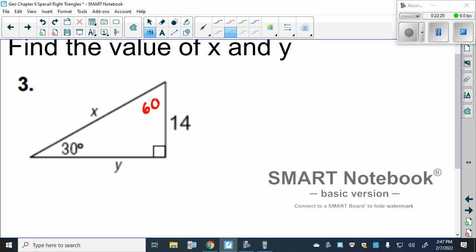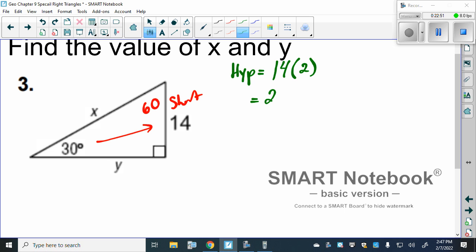So what side are we given? Because it's opposite the 30 degrees, this here is the short side length. Now to find the hypotenuse, we take the short side length and do what to it? Multiply it by 2. And 14 times 2 would be? 48. And that would be our x or y? The x.